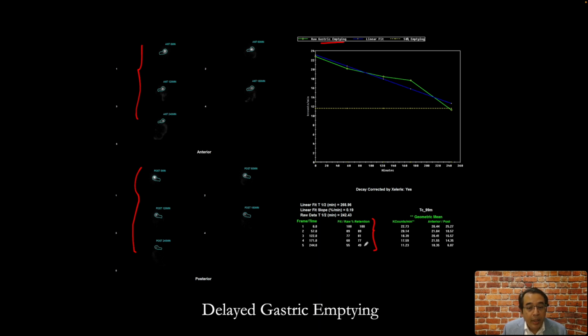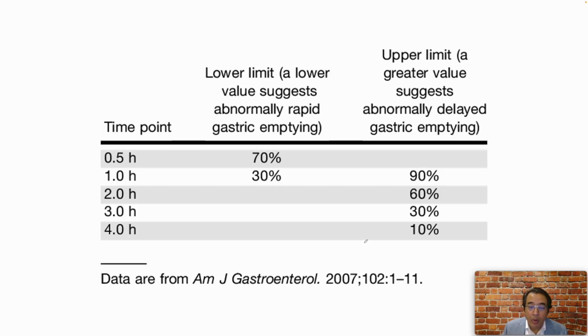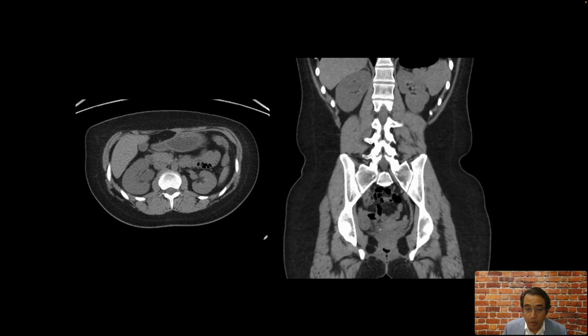And so when we evaluate these numbers on a gastric emptying scan, we follow these limits. And this is a table from the literature showing that at the end of 4 hours, the retention should be less than 10%. At the end of 3 hours, it should be less than 30%. At the end of 2 hours, it should be less than 60%. And at the end of 1 hour, the gastric retention should be less than 90%. So we use these limits at different time points, and then we come up to a conclusion whether the gastric emptying is normal or delayed.